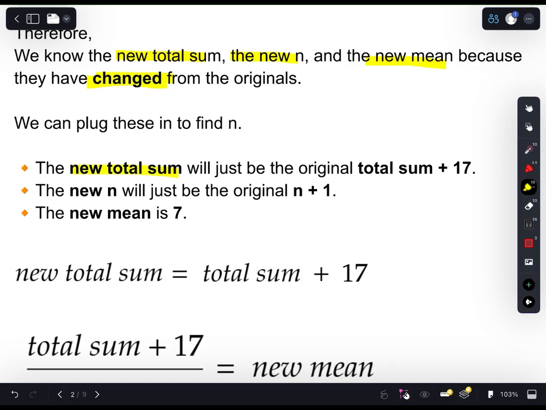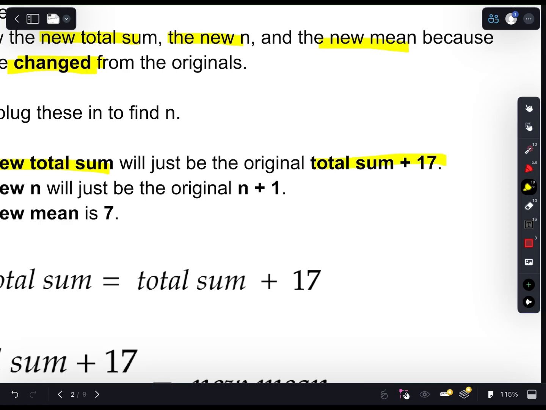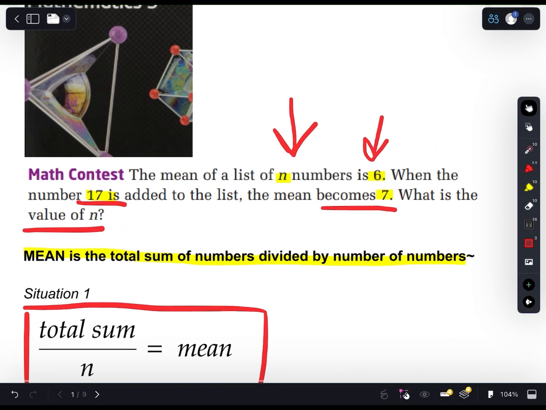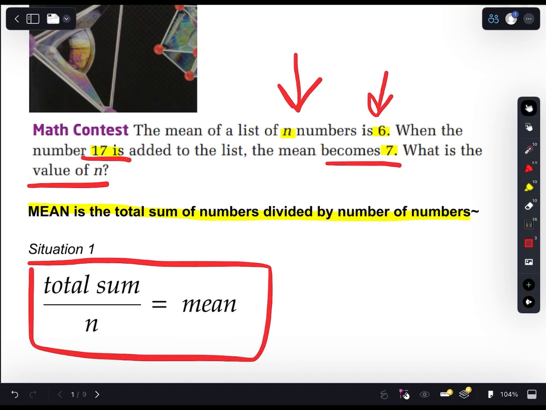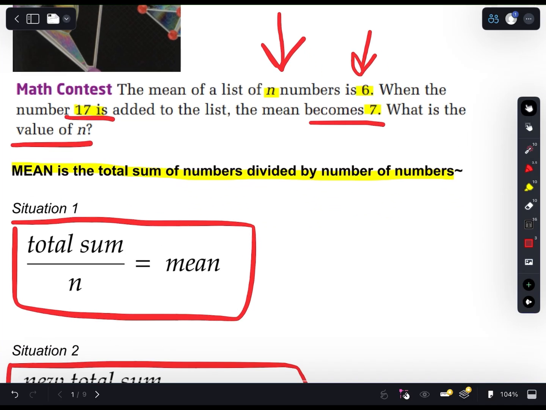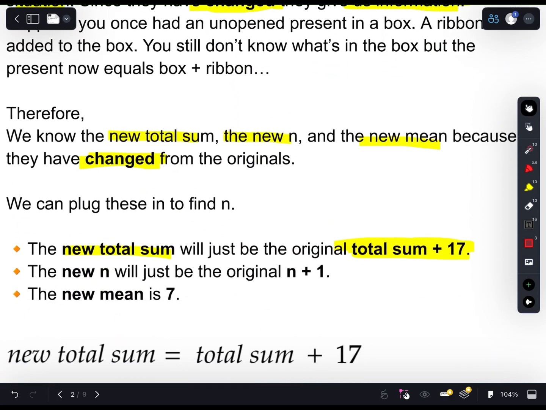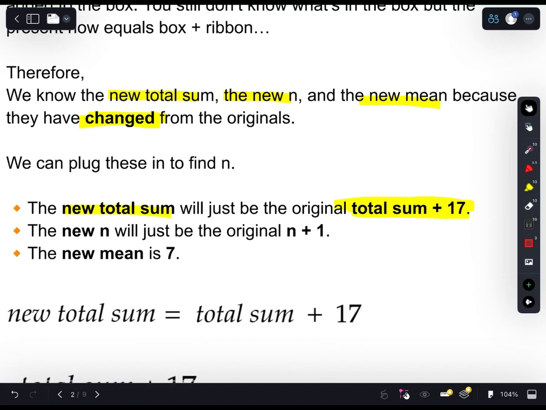The new total sum is just the original total sum plus 17, right? Because all they said in the question was the number 17 is added to the list. So that means you have all these numbers added up, and the new total sum is just the sum of those original numbers plus 17. So the new total sum is the original total sum plus 17.